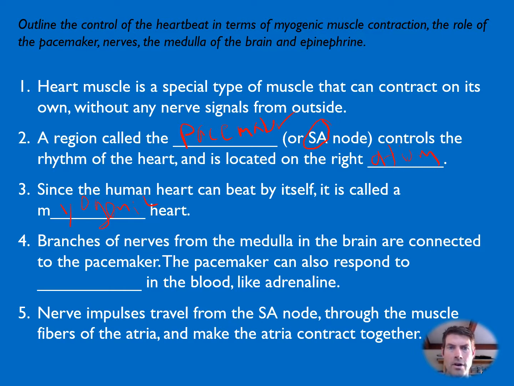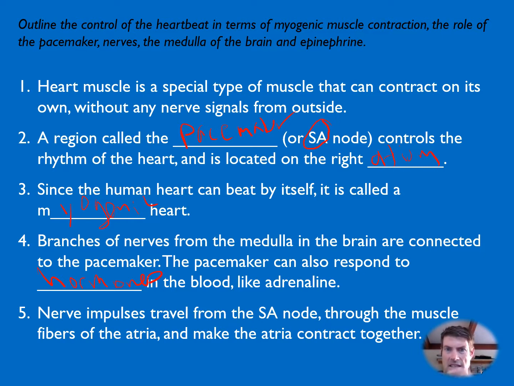And the brain is connected to the pacemaker. So your brain can do a quick increase or decrease of the heart rate, and it can also respond to hormones in the blood like adrenaline. And we all get adrenaline in certain situations, and it'll make our heart rate go up.